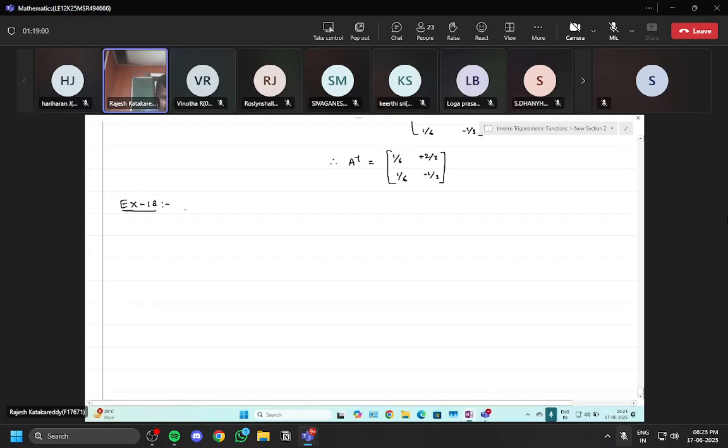So they have given matrix A is equal to 1, 2, minus 2, minus 1, 3 and 0, 0, then minus 2 and 1.